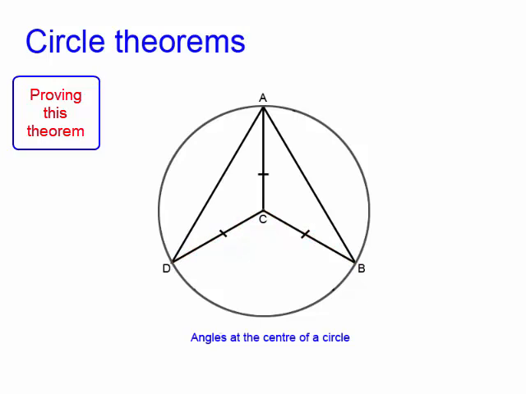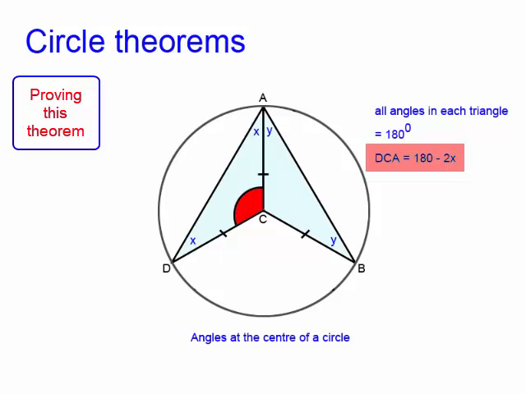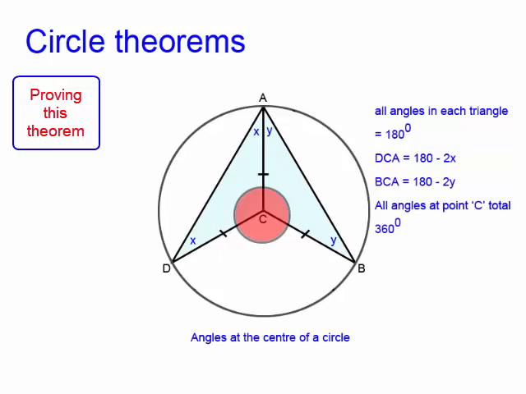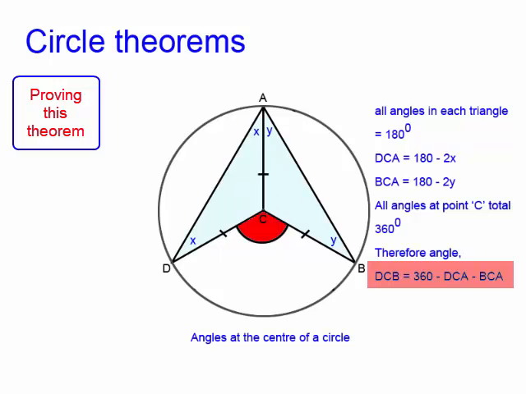If we now draw another radius between the points C and A, we form two isosceles triangles, with both angles x being equal and both angles y being equal. Since we know all the angles in a triangle add up to 180 degrees, we can say angle DCA equals 180 minus 2x, and that angle BCA equals 180 minus 2y. We also know that where lines meet at a point, such as at point C, all the angles total 360 degrees. Therefore, angle DCB equals 360 minus angle DCA minus angle BCA.